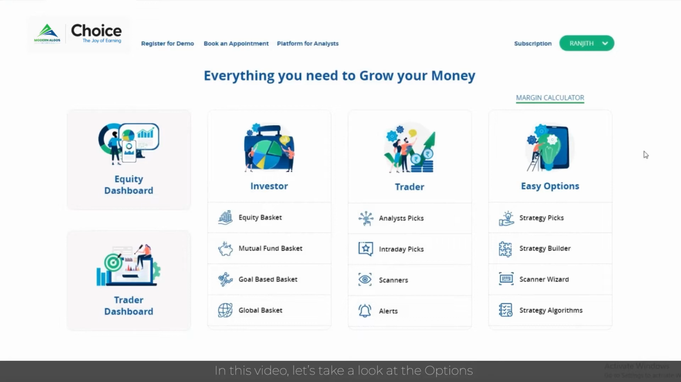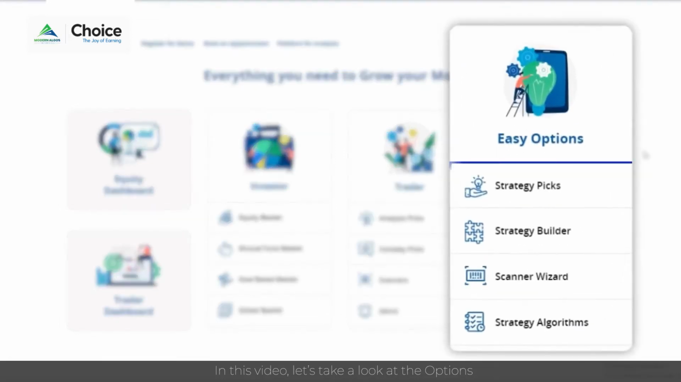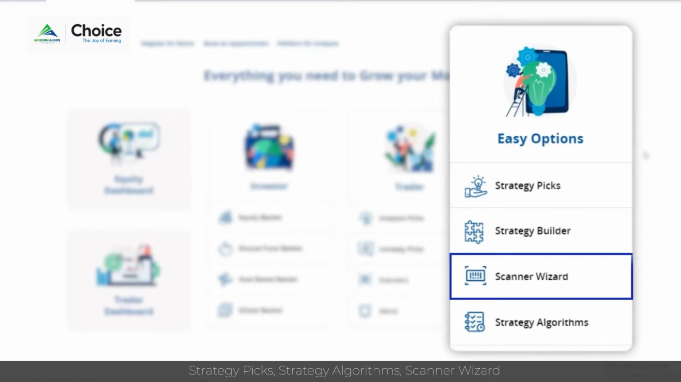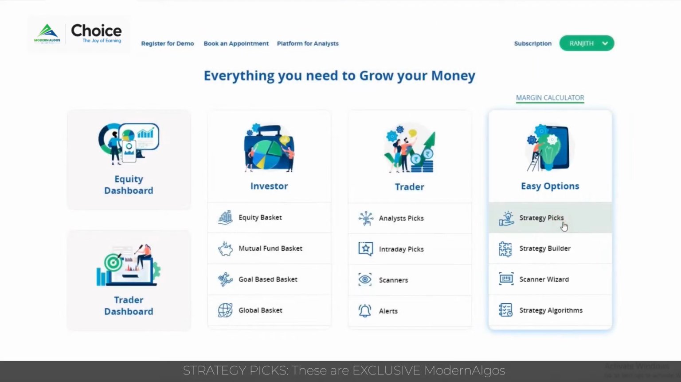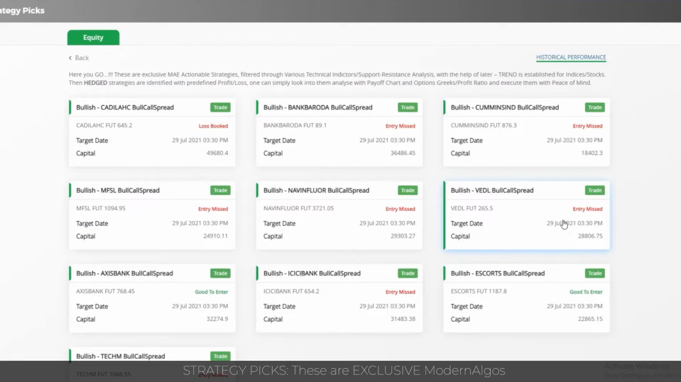In this video, let's learn about the options Strategy Picks, Strategy Algorithms, and Scanner Wizard. Strategy Picks are exclusive ModernAlgos actionable strategies filtered through various technical indicators or support resistance analysis with the help of later. Trend is established for indices or stocks.